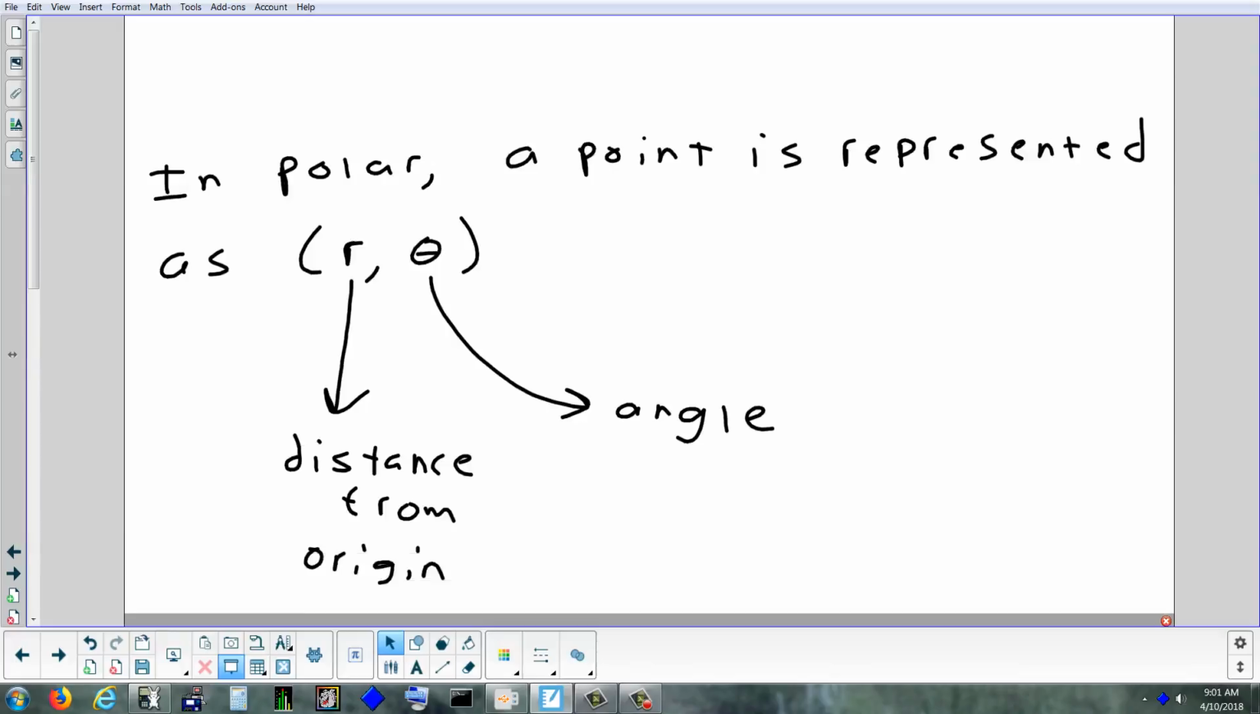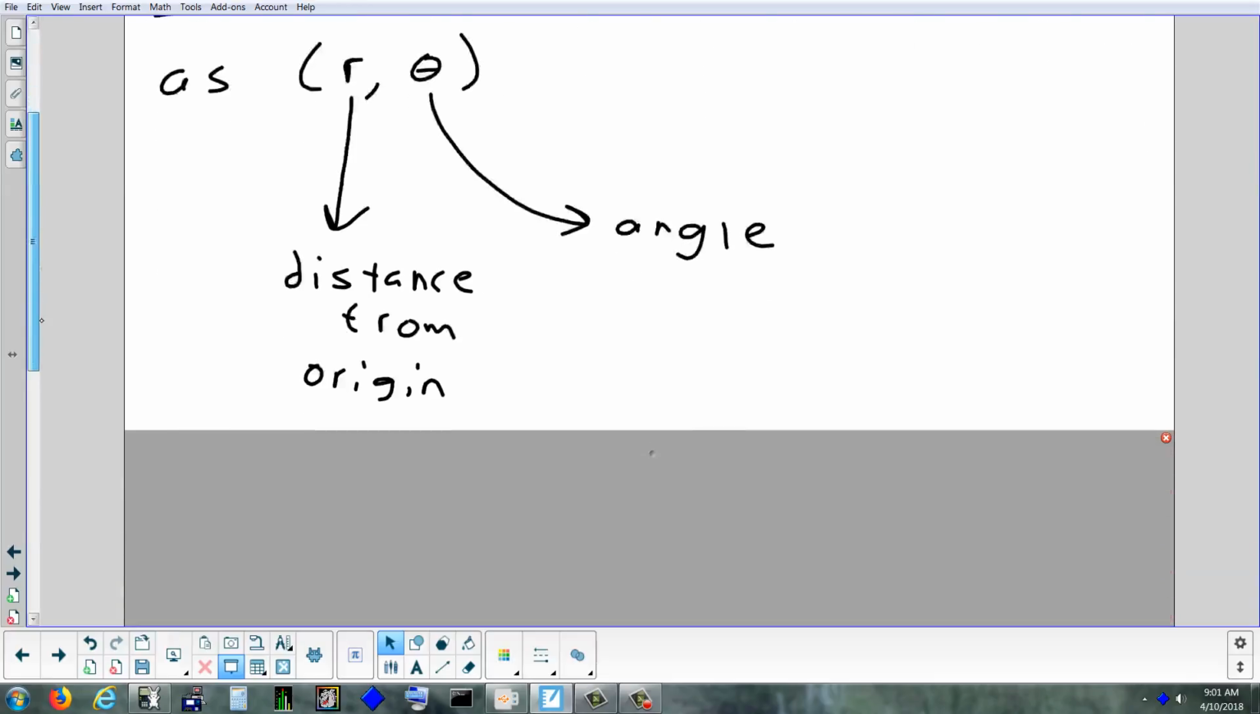Now, for each one of those, there's two directions. If r is positive, we're going to go one way. If r is negative, we go the other. If the angle is positive, we go one way. Negative, we go the other. So we'll talk about now which way you go when it's positive, which way you go when it's negative.